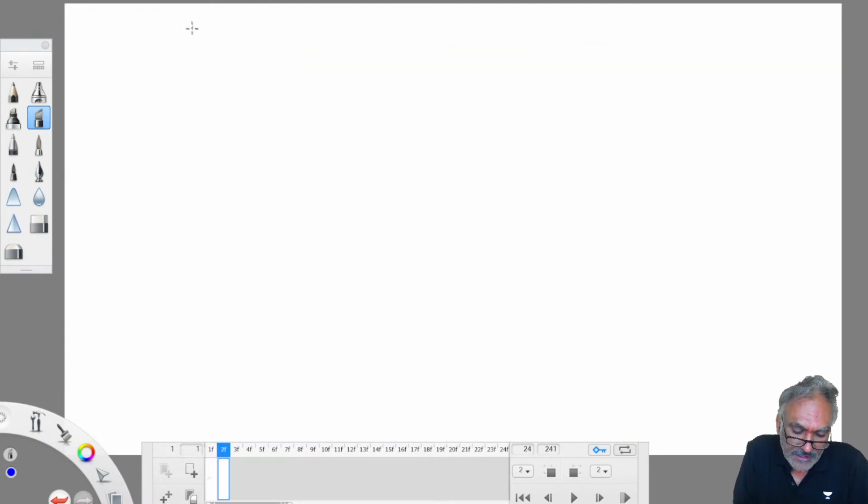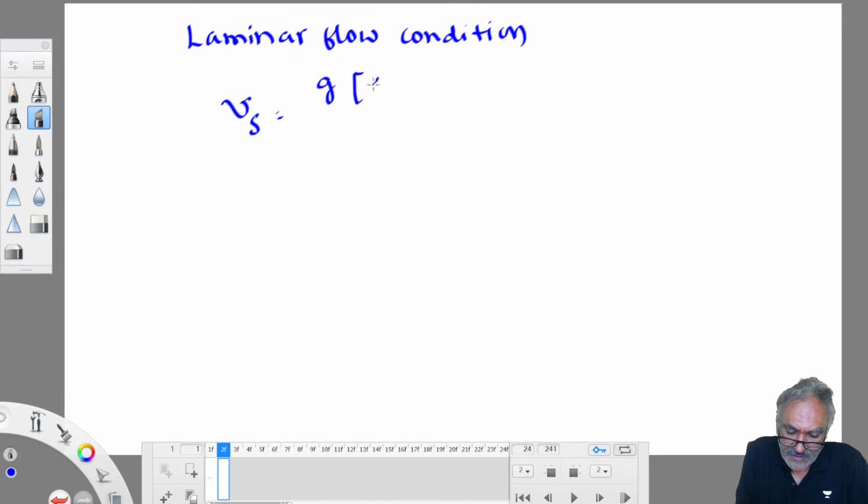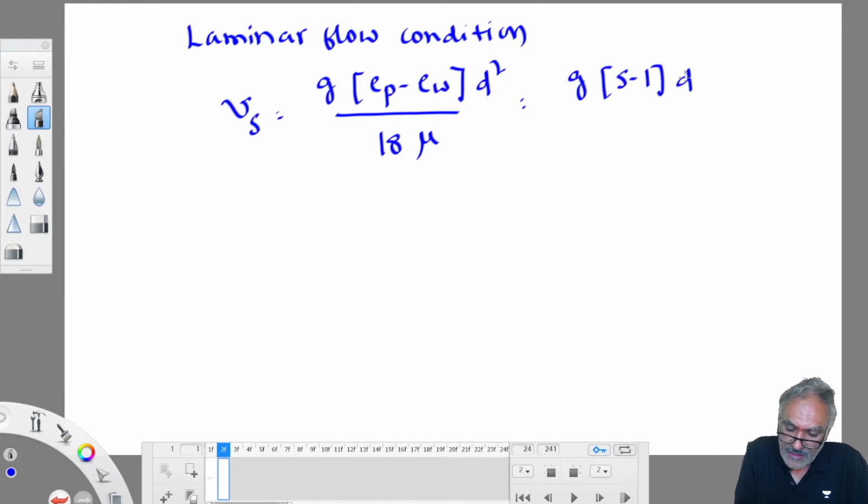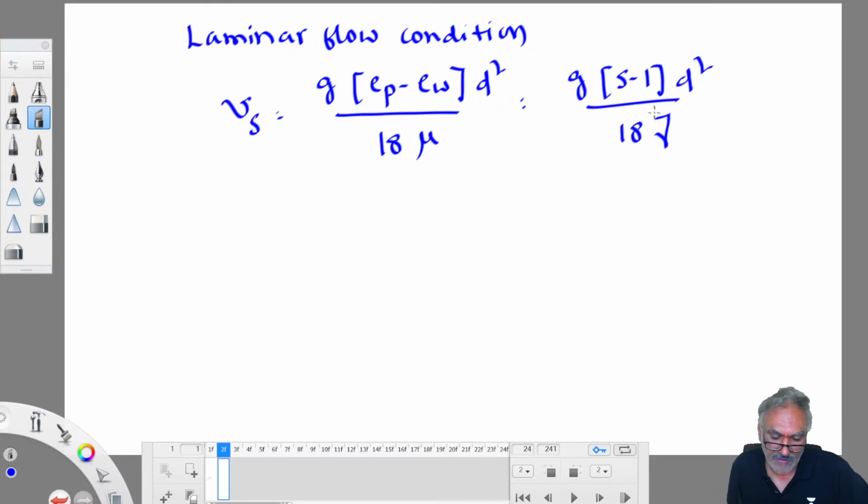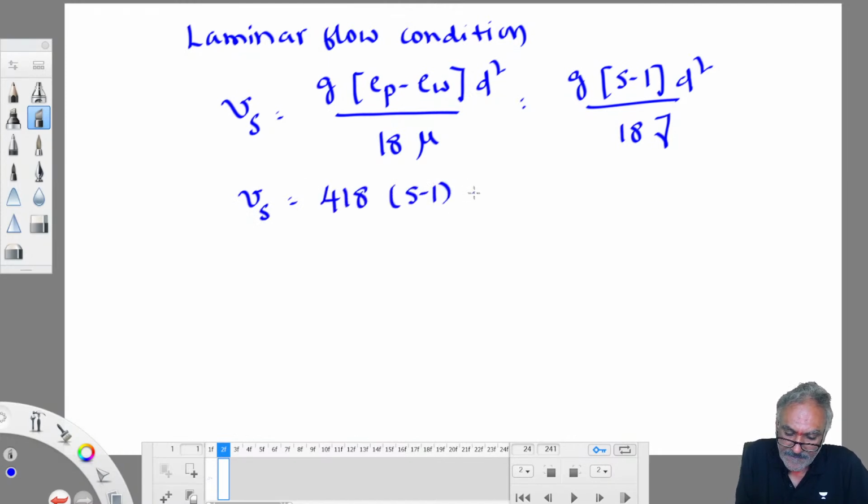Normally in plain sedimentation we maintain laminar flow condition. For laminar flow condition, this equation reduces to a simple form: Vs equals g (rho p minus rho w) d square by 18 mu, or otherwise g (S minus 1) d square by 18 mu, depending on whether dynamic viscosity or kinematic viscosity is given. For laminar flow condition, sometimes we use Hazen's equation: 418 (S minus 1) d square (3T plus 70) by 100. This much idea is more than sufficient for laminar flow.